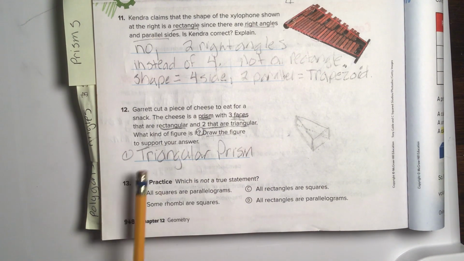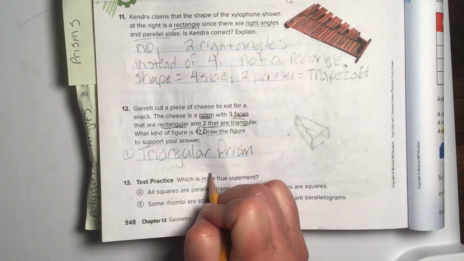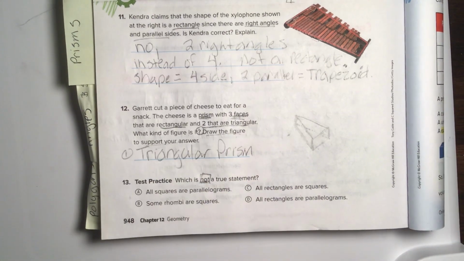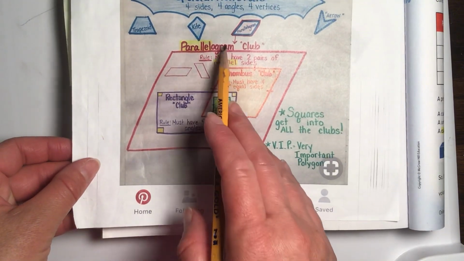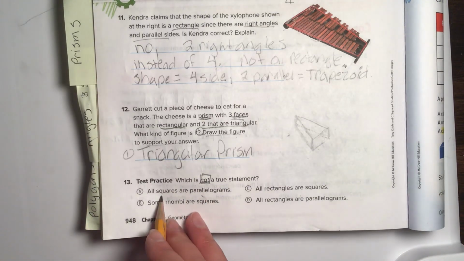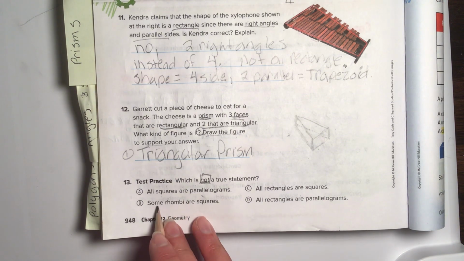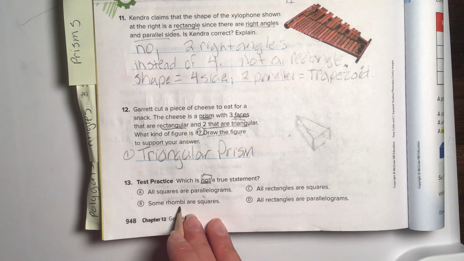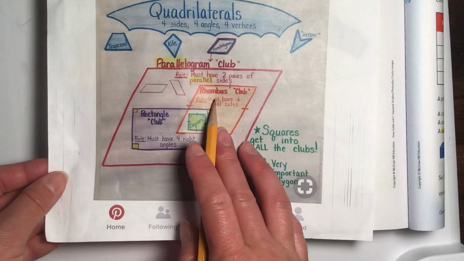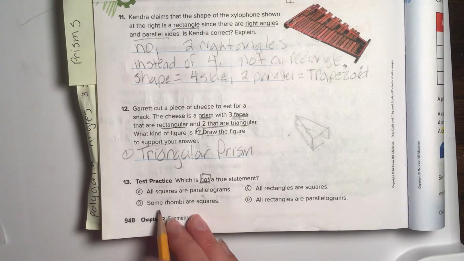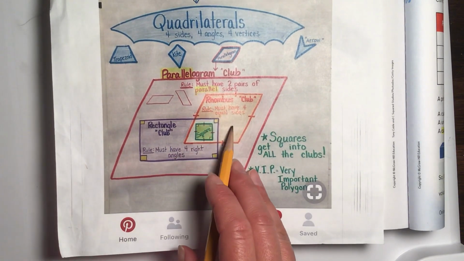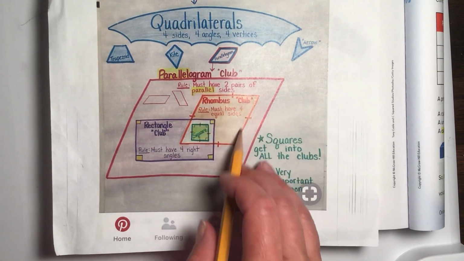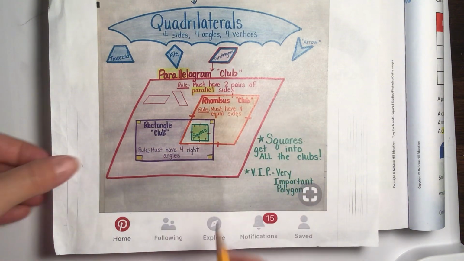Okay, number 13. Which of the following is not a true statement? Okay, all squares are parallelograms. Well, let's look at it. A square fits in the parallelogram, so that one is true, so we're going to leave that one alone. Some rhombi are squares. This is the only time I've ever seen this word shorthand like this, and it's actually supposed to be rhombus, but rhombi means the same. Some rhombi are squares. Looking at it, they're similar, and it is true because they have 4 sides. They're just not a true square.